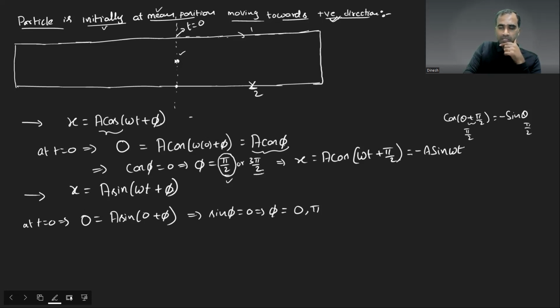Since it is moving towards the positive direction, at time 0 it is here. We are talking about movement from here, because it is moving towards the positive direction, you have to take the 0 phase. So if you take 0 phase, x equal to A sine omega t plus 0, because 0 is the initial phase. But we are getting it differently, right? There is some mistake that we have done. That is why we are getting it differently. Minus sign we got here.